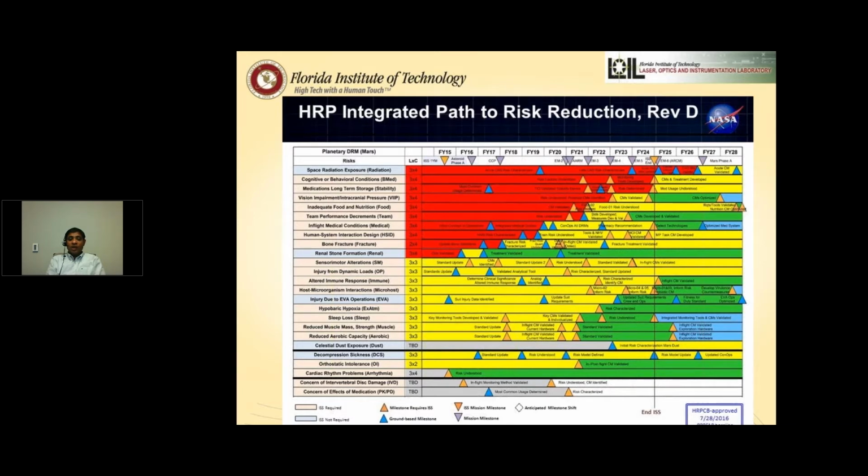If you look carefully, you're going to see that the red area is where NASA wants to really invest for the next few years, from fiscal year 15-16. Right now we are in fiscal year 18, and then 19, 20, 21, 22, all are red. For the topics I'll be talking about: spaceflight radiation exposure, and the fourth one, which is the vision impairment from intracranial pressure. These are two topics of significant interest to NASA because of the long-term risk associated with spaceflight.